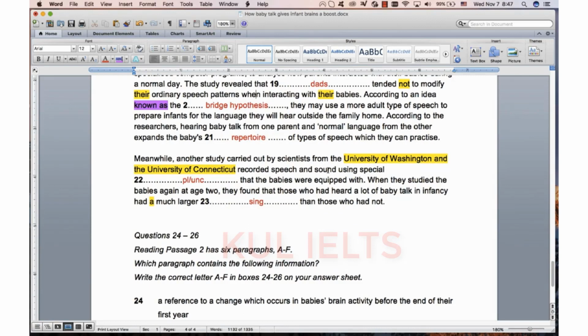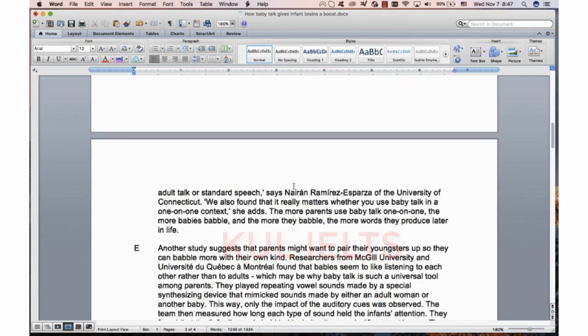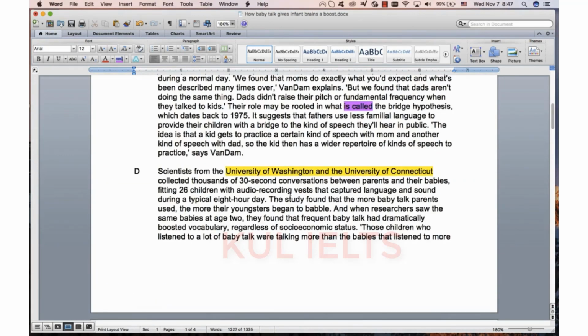Next paragraph. Here again, description of the experiment, the study. And here they found that, this is results of the study. So we're looking in the description of the study. They recorded speech and sound using special something that the babies were equipped with. So it's going to be some kind of equipment. What did they record the speech and sound with? Here's the results of the study. So we're just over here.